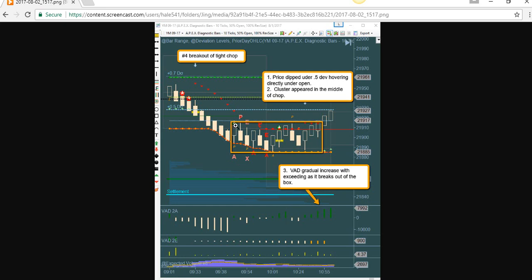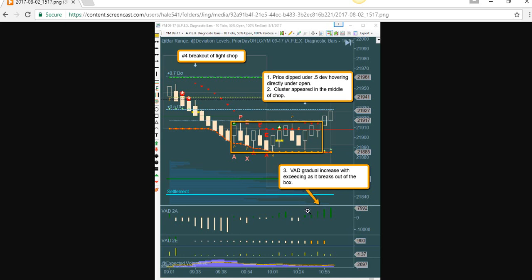Because what you have is a chop box here. So you have an attempt to push down and it can't. Up and it can't. Down and it can't. Up and it can't. Down and it can't. What we want to see for a breakout is that the volume that's accumulated breaking out of the box is bigger than all of these attempted volumes in that same direction. That makes sense?